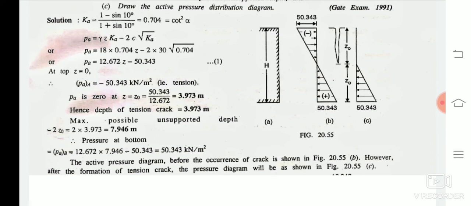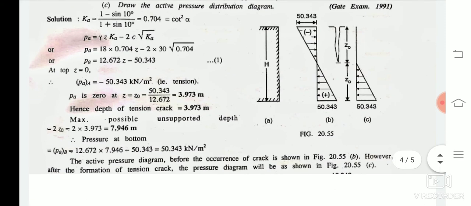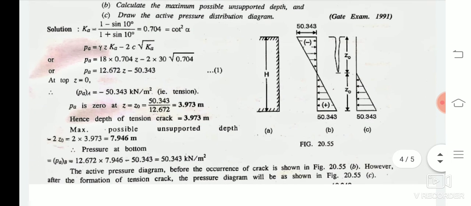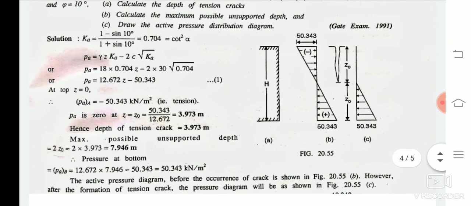And what will be the pressure at the bottom? The pressure at the bottom is given as 12.672 multiplied by Z, that is 7.946, minus 50.343, which equals 50.343 kilonewton per meter square. Hence the active earth pressure diagram before the occurrence of the crack is given in figure B, and after the formation of the tension crack, the pressure diagram is shown in figure C. So this is the value of the earth pressure in case of a c-phi soil.